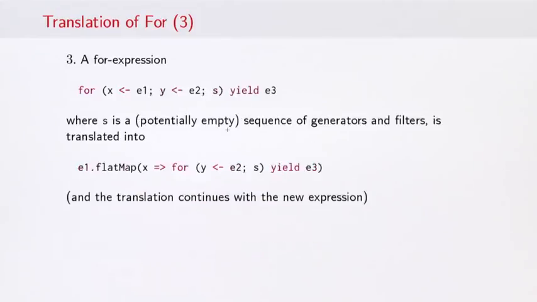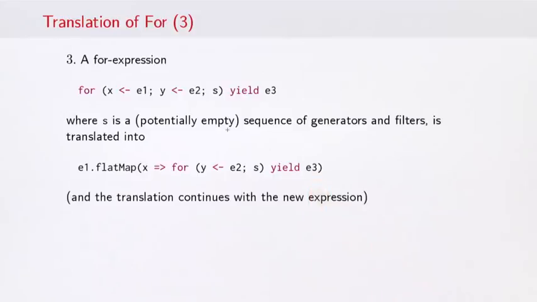The third rule applies to for expressions that start with two generators in sequence. These for expressions are translated to a call of flatMap. So the flatMap would apply to the first generator here, and it would contain in its result a for expression that is essentially all the rest of the original for expression. So it starts with the second generator, then keeps any other elements s, and the result expression e3.